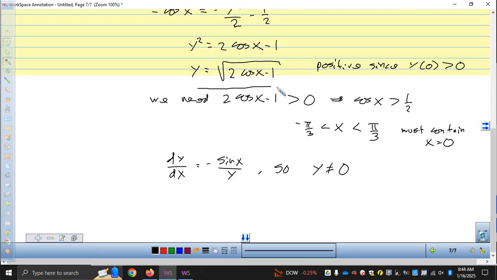Y equals positive square root of 2 cosine x minus 1. For this particular initial value problem, we need x between negative pi over 3 and pi over 3, and y can't be 0. So because of that initial condition, we have to be careful with our solution, distinguishing between our solution as a function and our solution as a solution to the initial value problem.